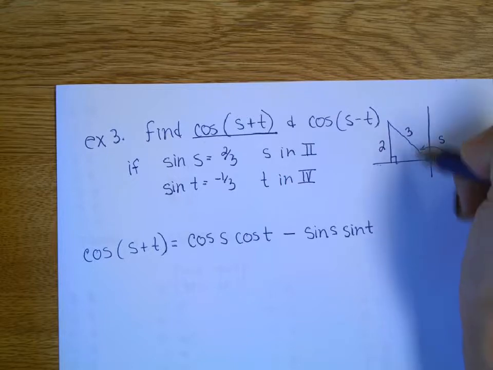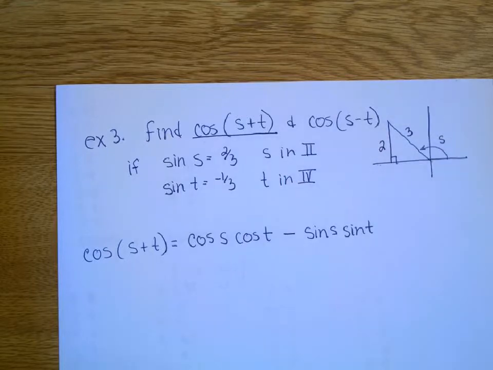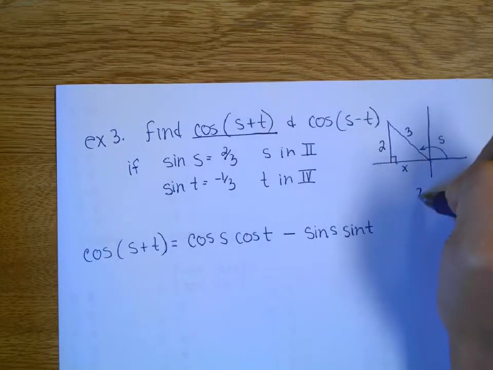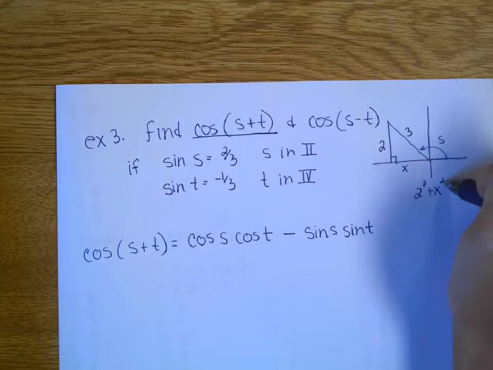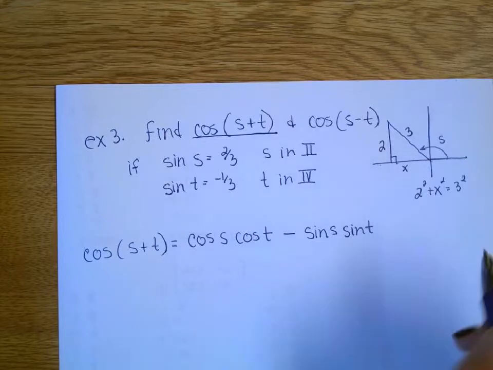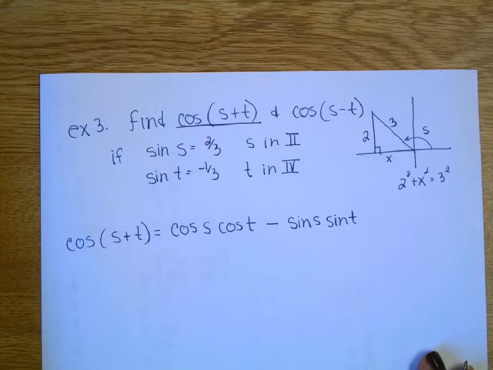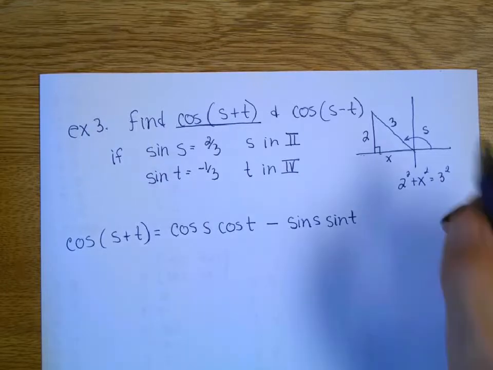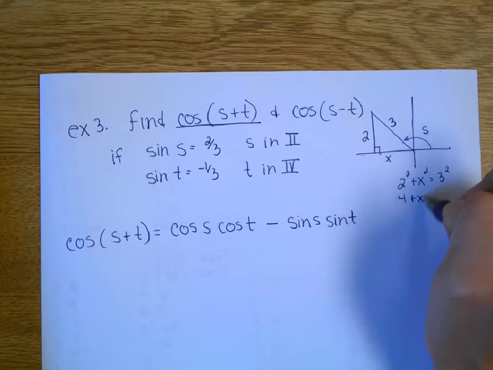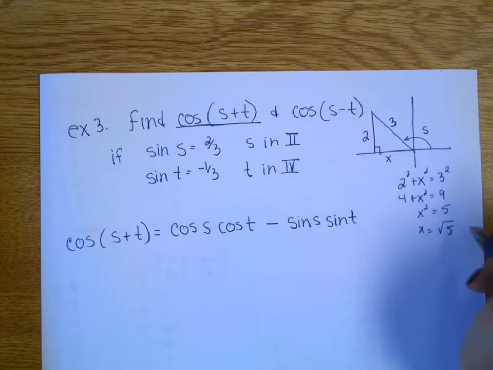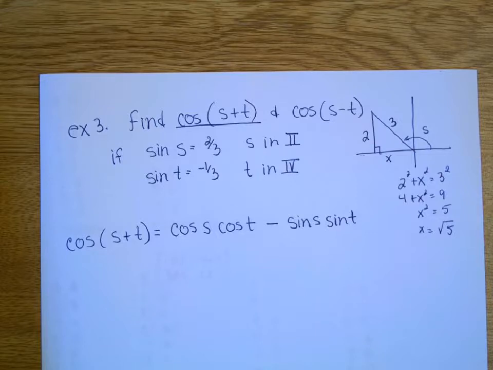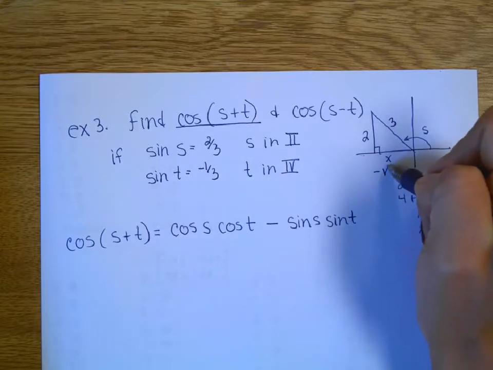I mean, sure. How much Pythagorean theorem do I need to show? Sure, go for it. 2 squared plus x squared equals 3 squared. Just doing Pythagorean theorem. 4 plus x squared equals 9. X squared equals 5. X equals square root of 5. So, because I'm in quadrant 2, though, what do I need to throw on there? Negative square root of 5.